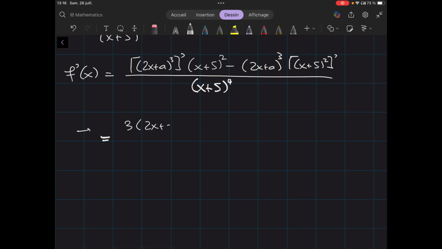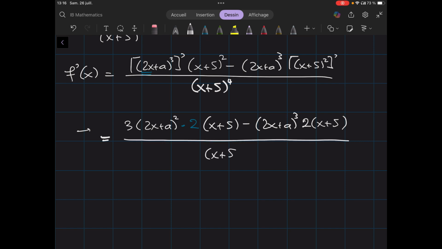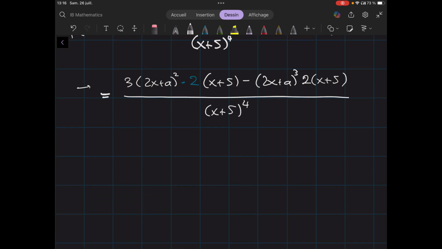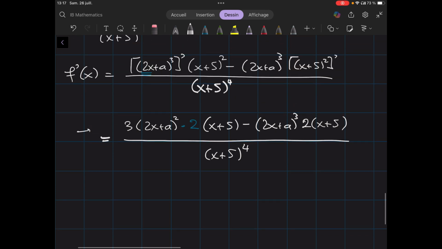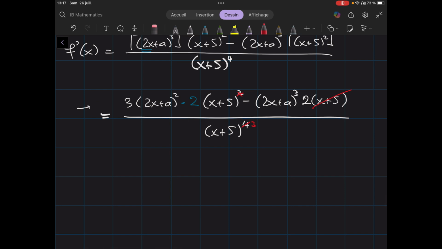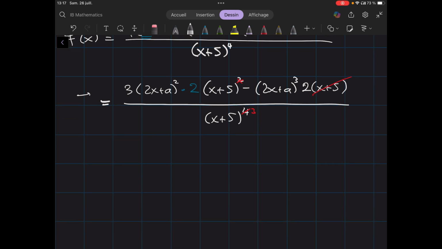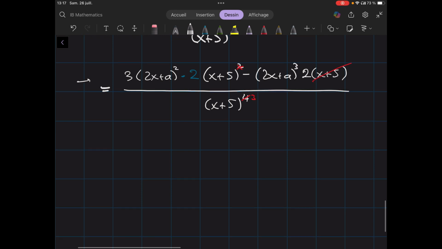3 times (2x plus a) squared times 2, do not forget the chain rule over here, times (x plus 5), minus (2x plus a) cubed times 2 times (x plus 5), divided by (x plus 5) to the 4. And we shall see if there's anything we can simplify. Yes, we can. We can simplify one (x plus 5). And we can also factor out the (2x plus a). You don't have to do this, but it just makes your life a lot easier.